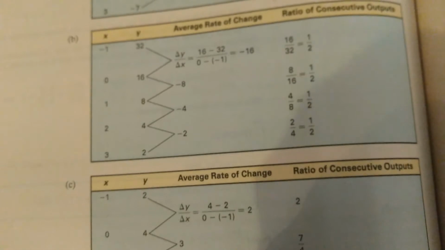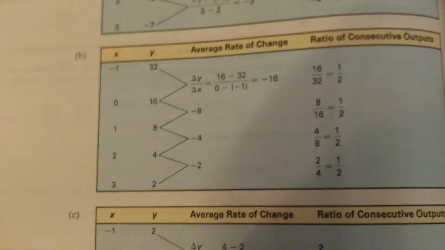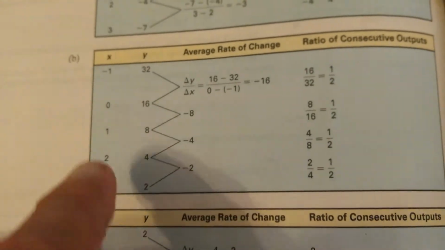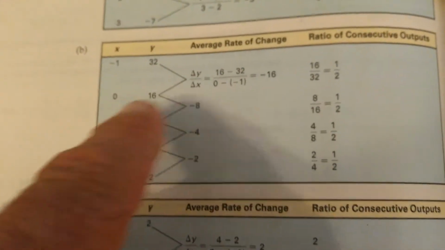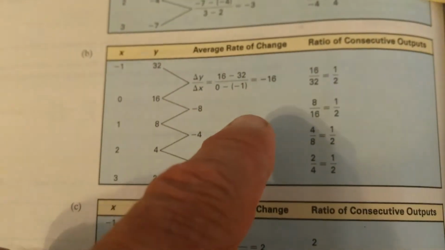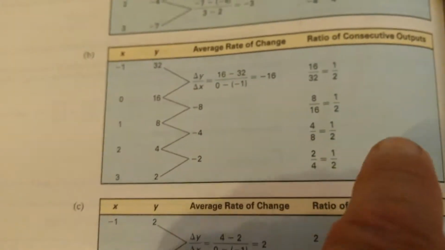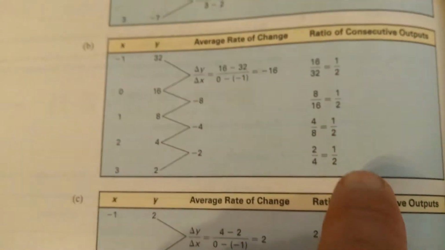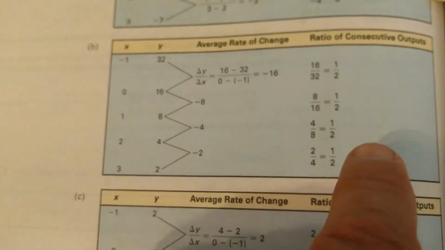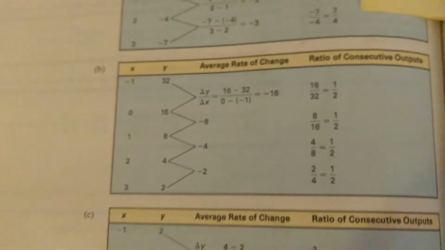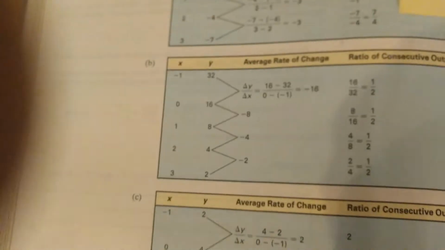We come down here, and again we do the same thing. We have an input-output table, and so we do our slope for each pair. We can see we get -16 and -8. We get a different one, so we know it's not linear. But over here, when we do 16 over 32, 8 over 16, we get the same ratio. So this tells us that it is exponential. So that's our two tests for ordered pairs.